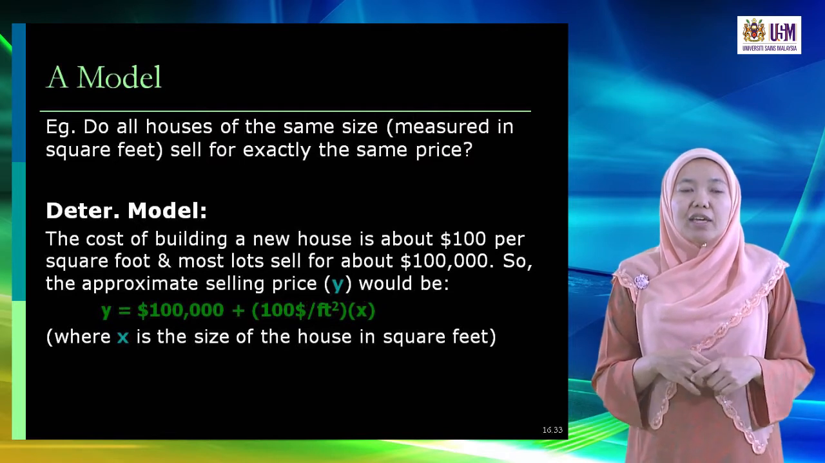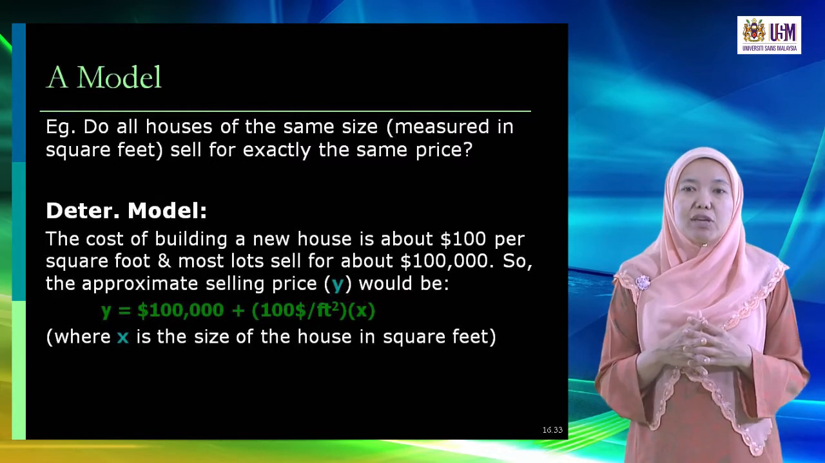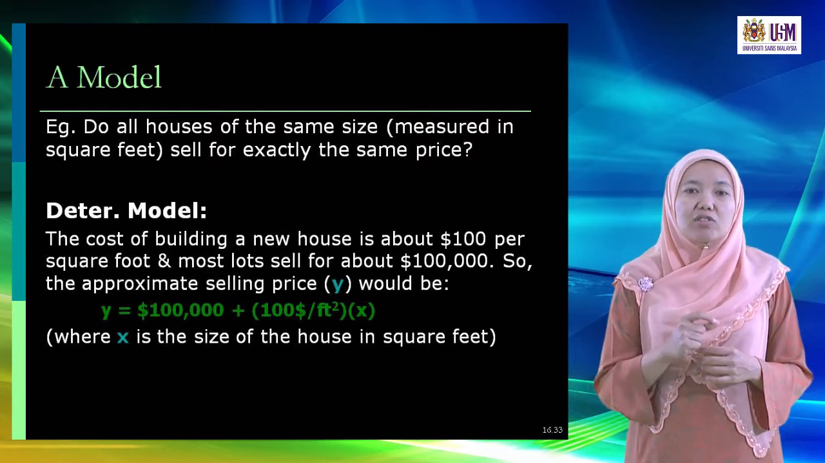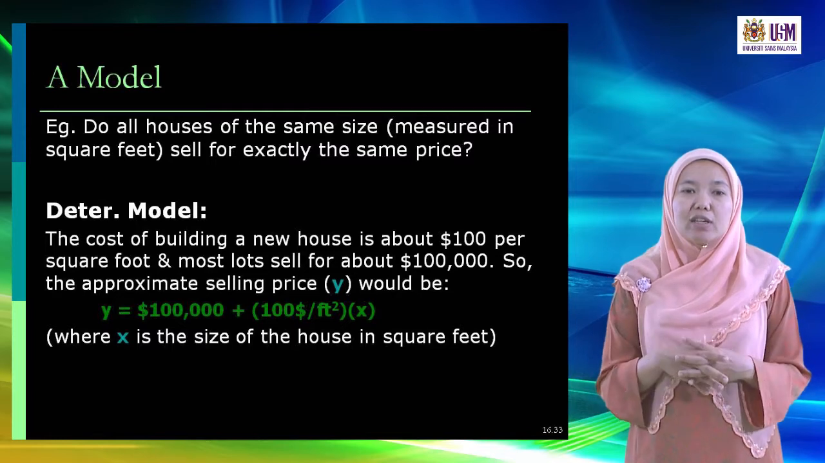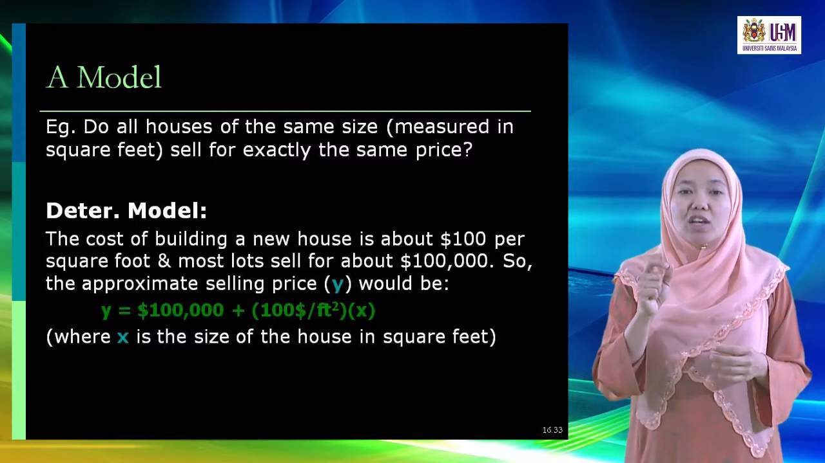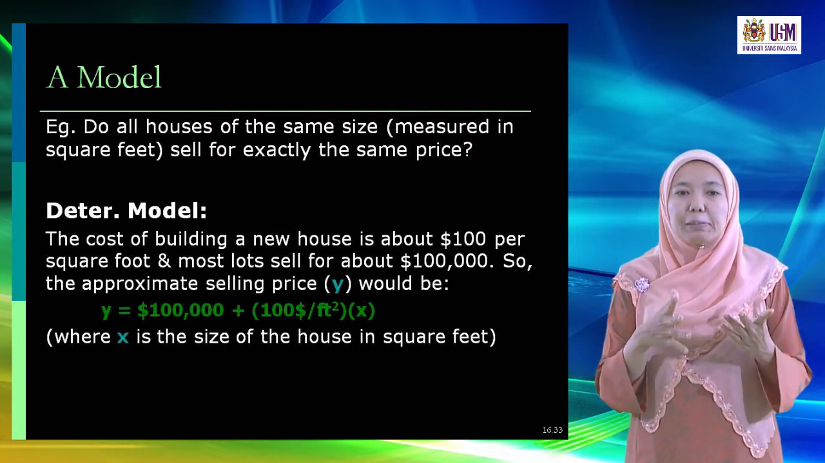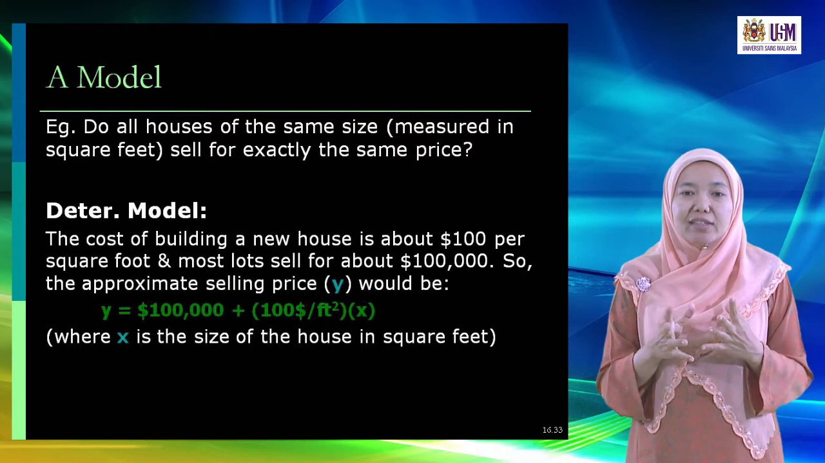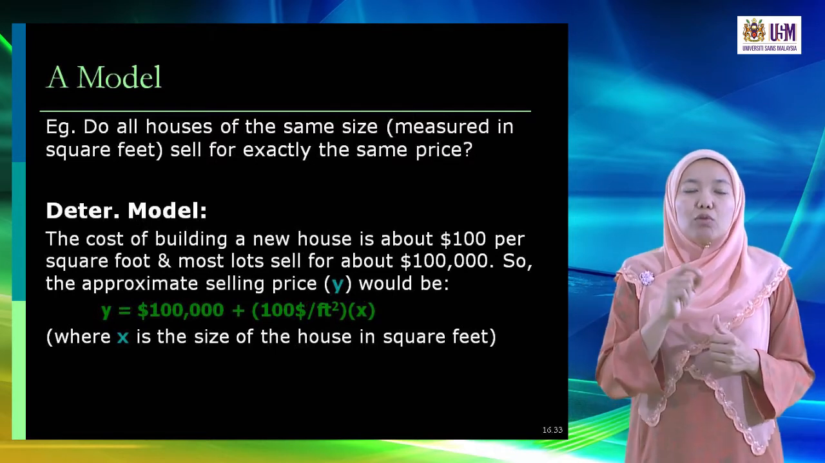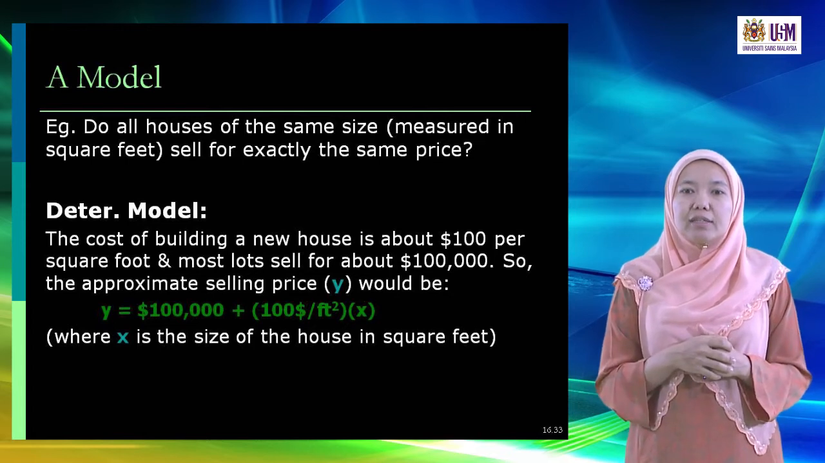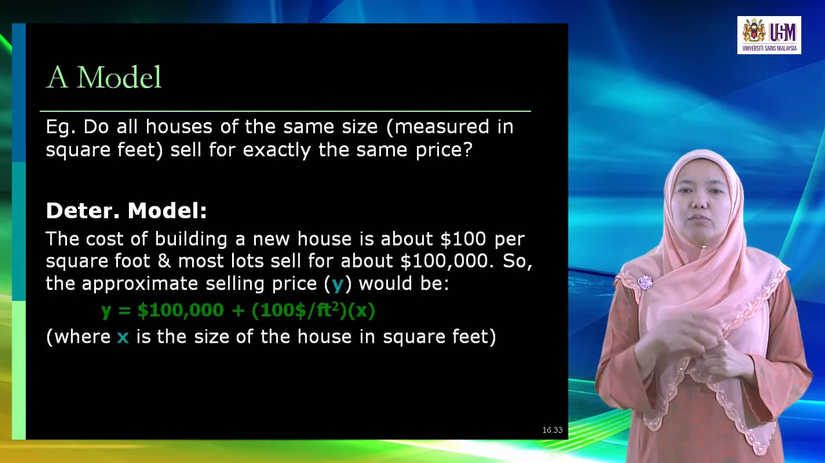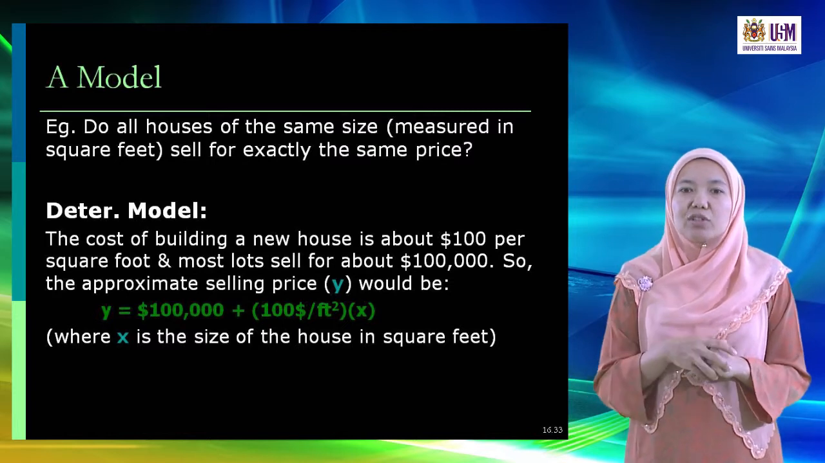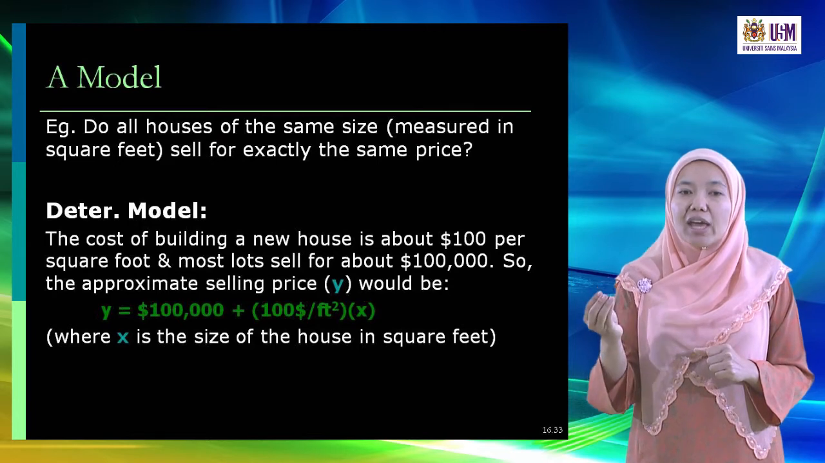Examples here. Do all houses of the same size, measured in square feet, sell for exactly the same price? This is a question asking you whether houses of the same size sell for the same price. For a deterministic model, the cost of building a new house is about $100 per square foot and most lots sell for about $100,000. So the approximate selling price Y would be Y equals 100,000, the cost of the lot, plus 100 per square foot, multiplied by the square footage X, where X is the size of the house in square feet.